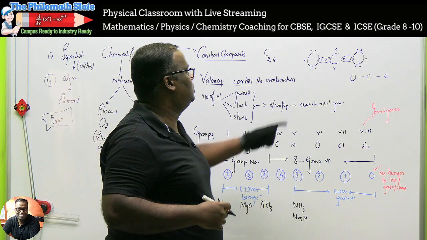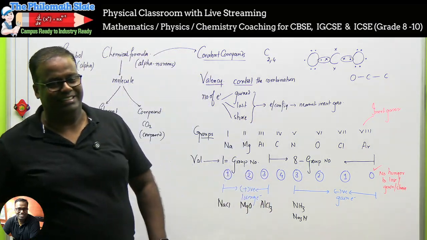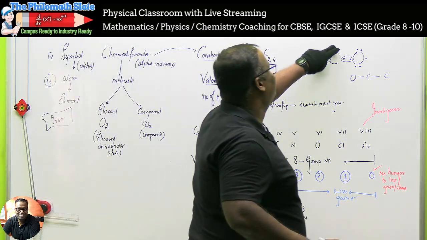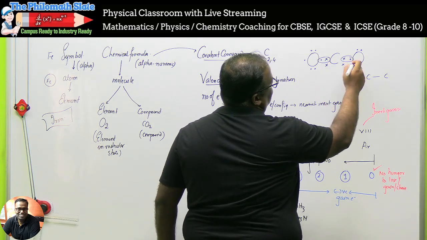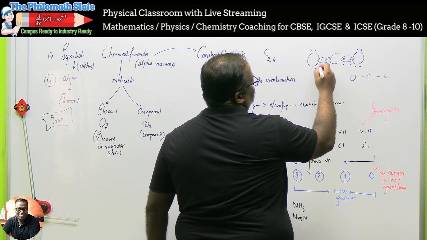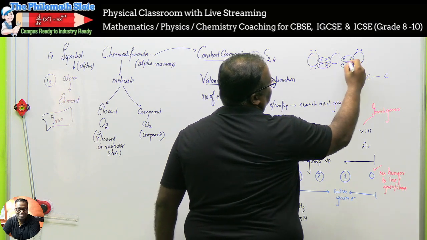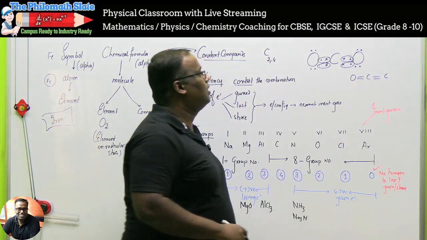But what happened? It did not work out here like this. So this one comes here, this one comes here. Now it is 8, 8. Now check. Clear?